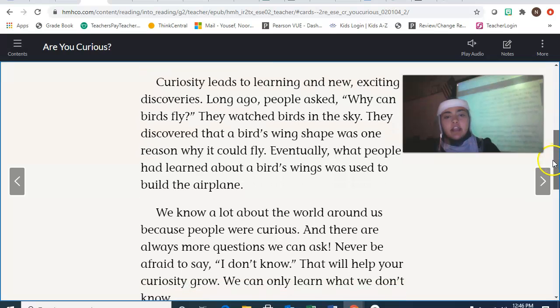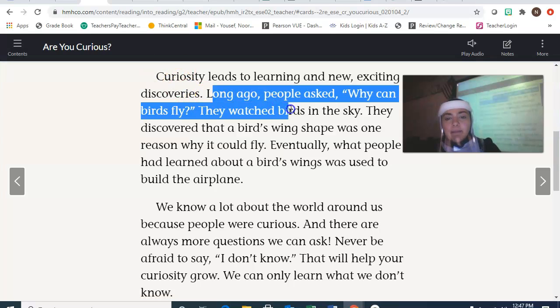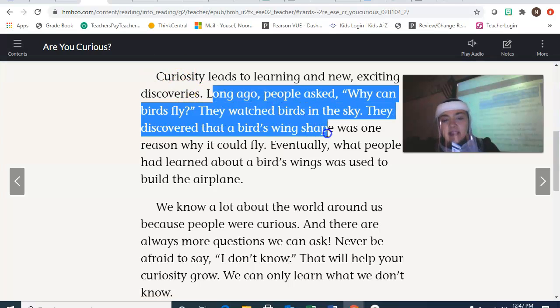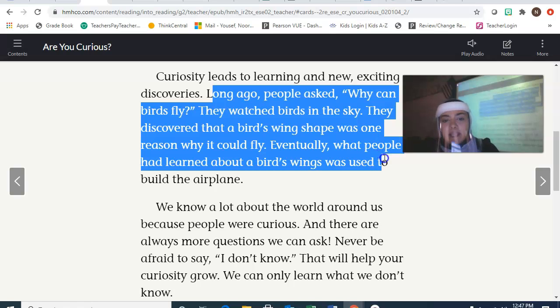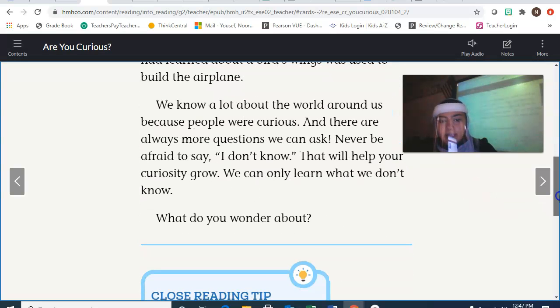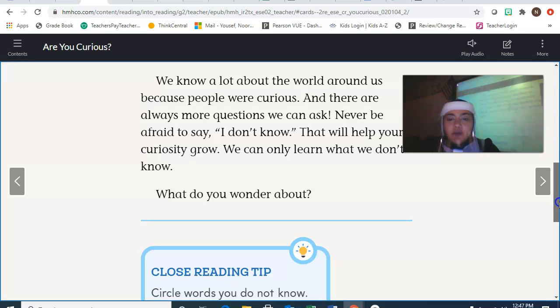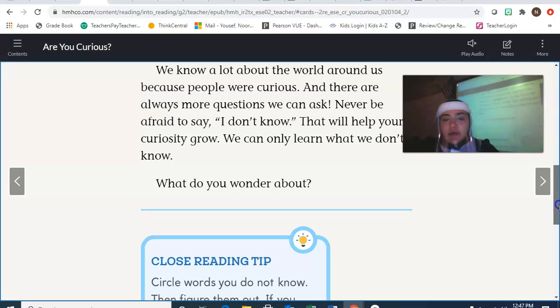All right. Curiosity leads to learning and new exciting discoveries. Long ago, people asked, why can birds fly? They watched birds in the sky. They discovered that a bird's wing shape was one reason why it could fly. Eventually, what people had learned about a bird's wings was used to build the airplane. We know a lot about the world around us because of people who were curious. And there are always more questions we can ask.